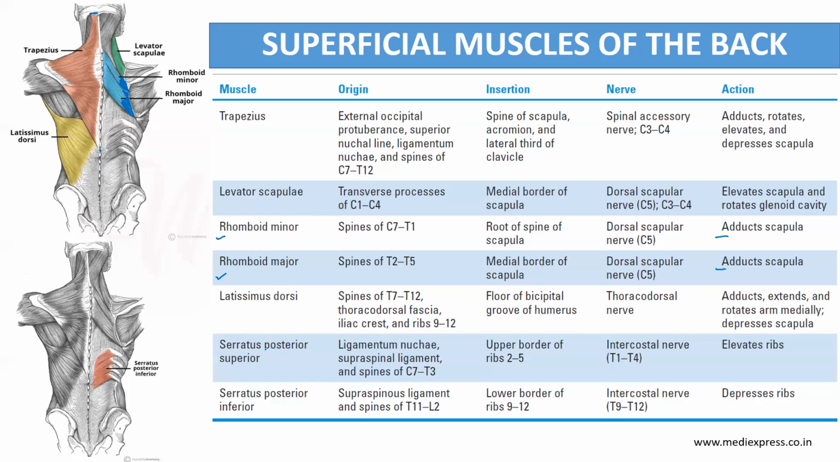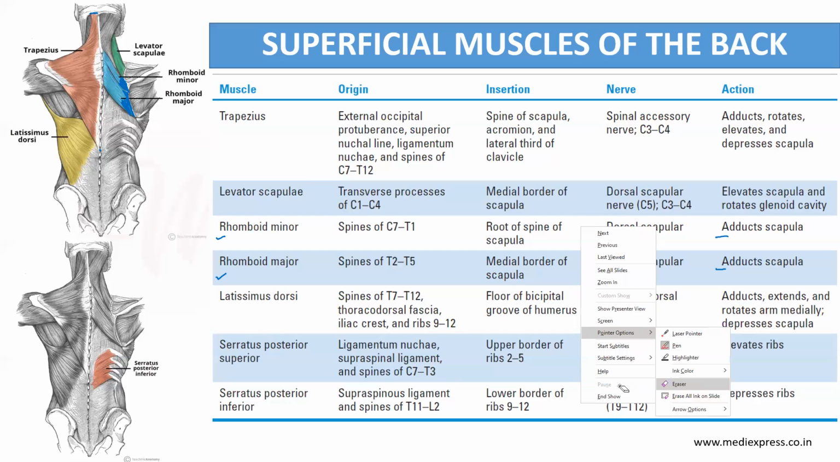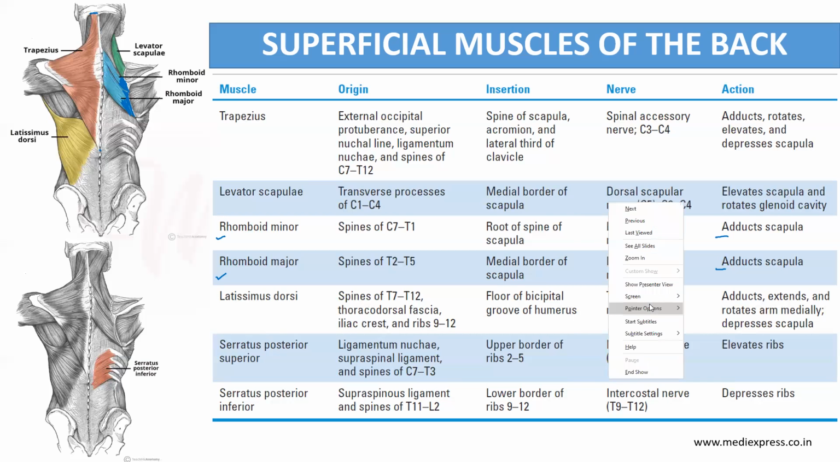And next one, we have serratus posterior superior and serratus posterior inferior. Again, we have the same nerve innervation, that is intercostal nerves.